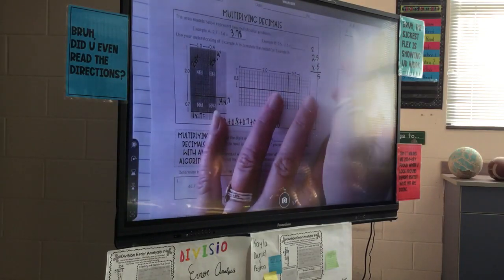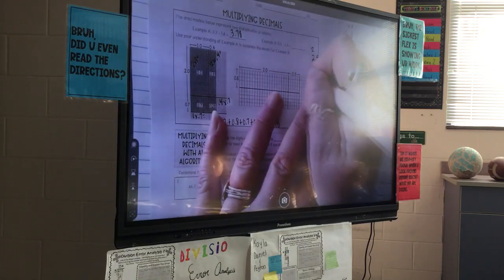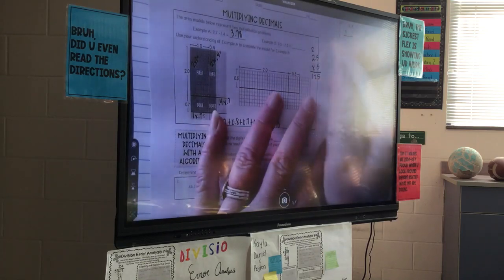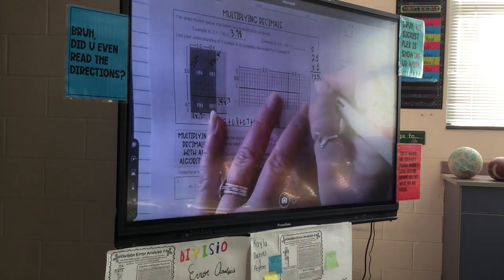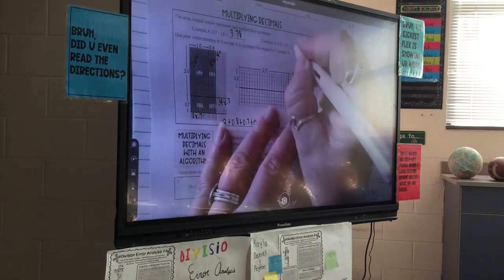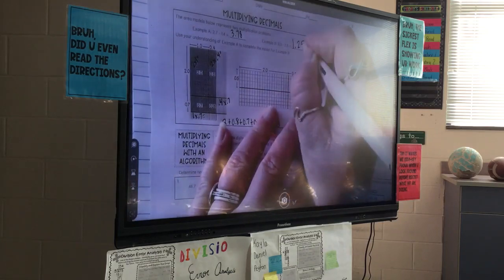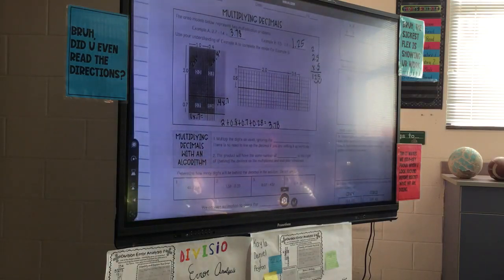Angel, 2 plus 2? 12. All right, so technically I have 2 place values to the right, so I'm going to take my decimal and move it 1, 2 to the inside, and my answer for this one is 1 and 25 hundredths. All right, 2 examples, 2 strategies.